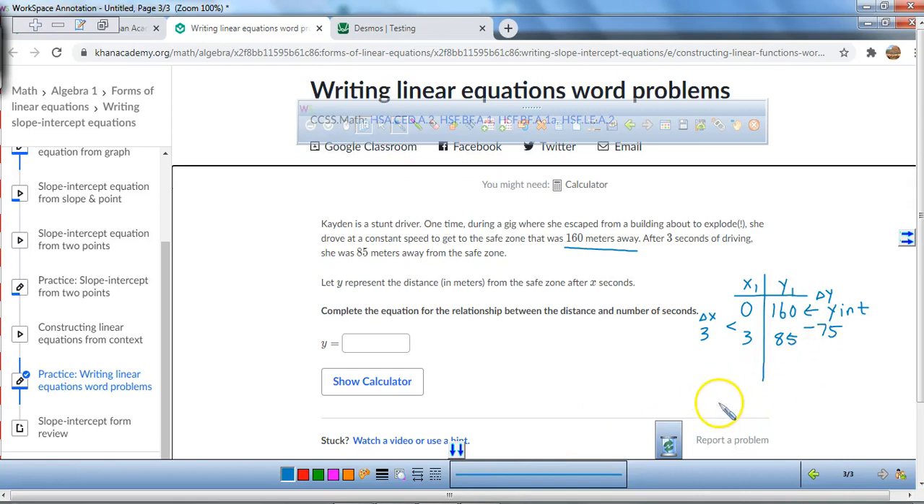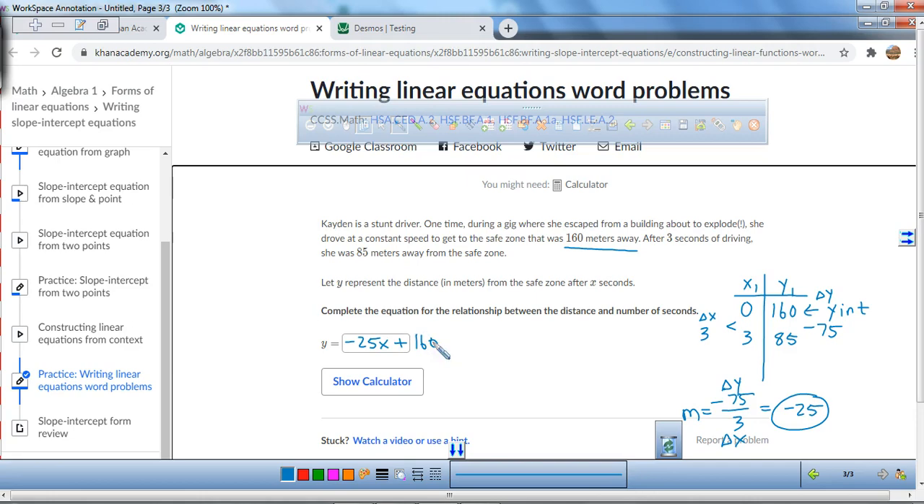So our change in y is negative 75 over 3, okay? And so that's going to get us negative 25. So that's our slope. That's our m value. This is what's called the change in y. This is called the change in x. So there's our slope. There's our y-intercept. So my equation is going to be negative 25x plus 160.